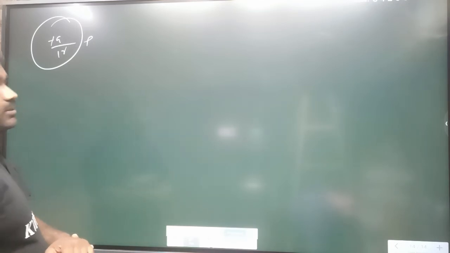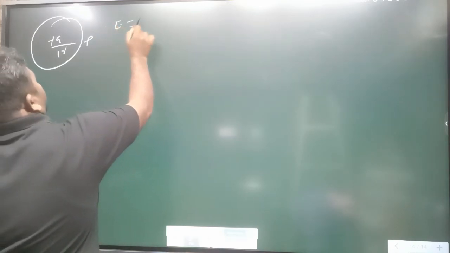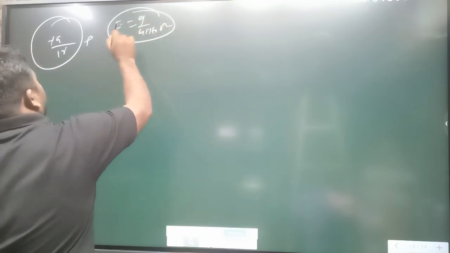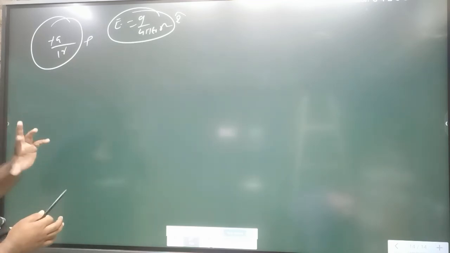Point charge Q. What is the electric field at a point P at a distance r? Yes, Q upon 4π epsilon naught r squared. The direction of the electric field E bar is r cap. Yes or no? For a point charge, the electric field is this one. Why can we take Q directly here? Because all the charge is enclosed by the Gaussian surface. Yes or no?